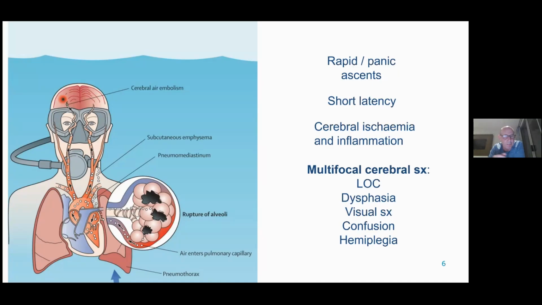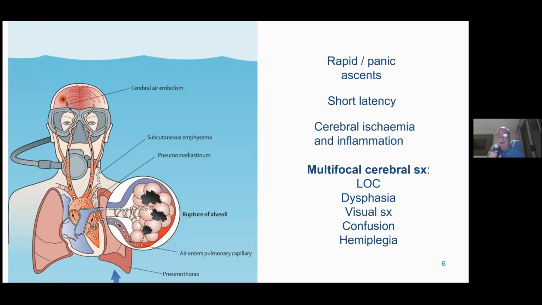So this is a diagram from a paper we published in Lancet a few years ago, and essentially what it shows is that if you trap gas, compressed gas, in the lungs during a dive and ascend, the expanding gas can rupture alveoli, and bubbles from those alveoli can get into the circulation and go straight back in the pulmonary veins to the left heart and be distributed around the body. The consequence we fear the most is cerebral arterial gas embolism.